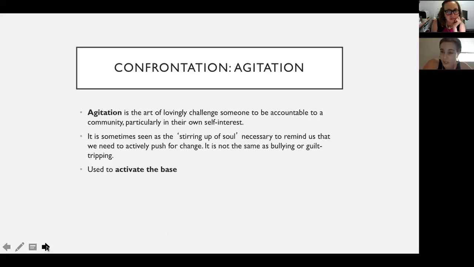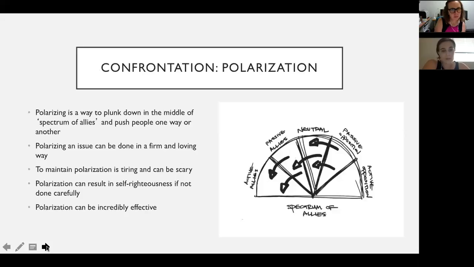So you're really reaching in. Now, it's very hard to agitate a base of a community that you don't come from. You can do it, but you've got to be a lot more careful, I think, about how you frame it. Spectrum of allies. There it is.